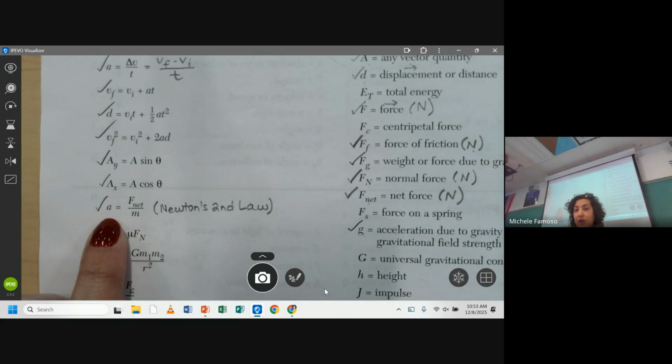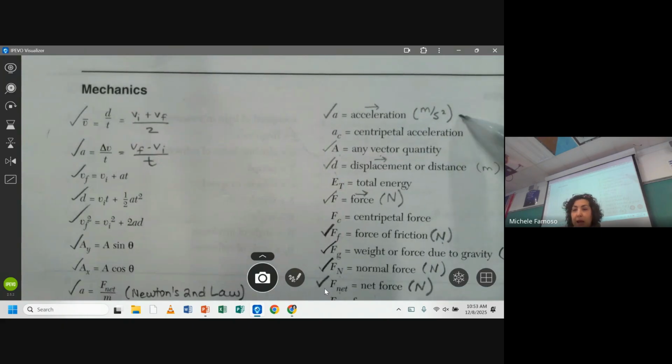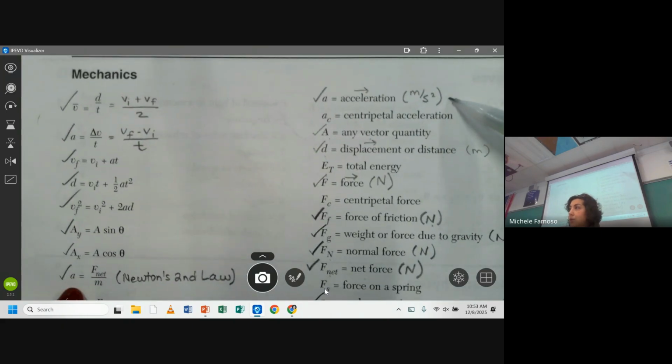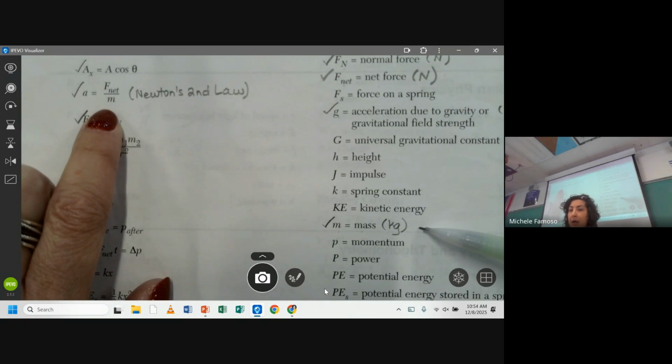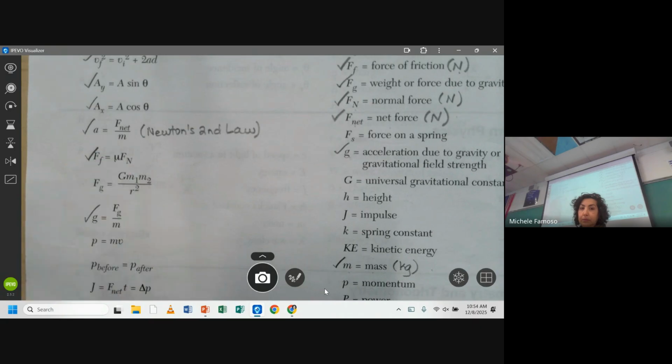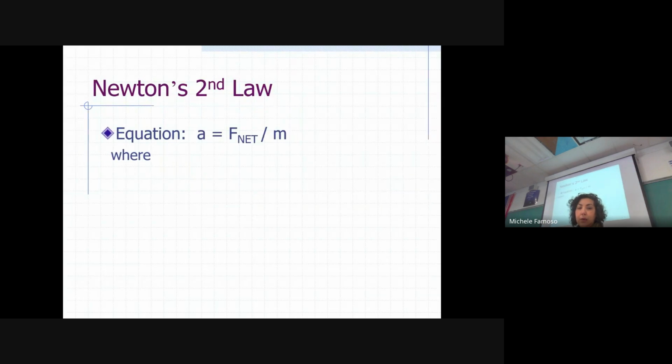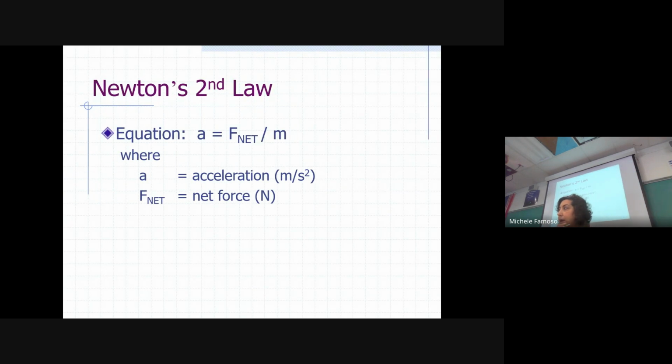You should already have checked off the variable lowercase a on your reference table, which stands for the acceleration in meters per second squared. You should have already checked off the variable F net, which stands for the net force. And you should have already checked off the variable m, which represents the mass in kilograms. So we just went through that. The acceleration is a in meters per second squared. F net is the net force in newtons, and m is the mass in kilograms.